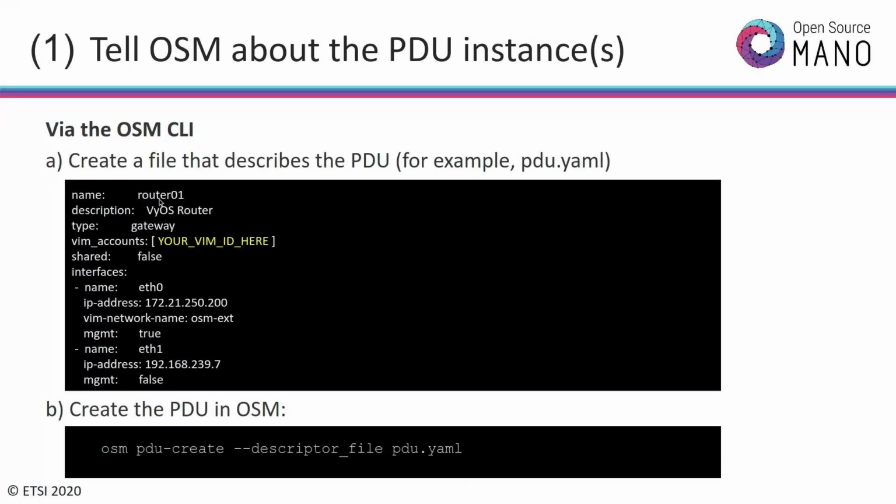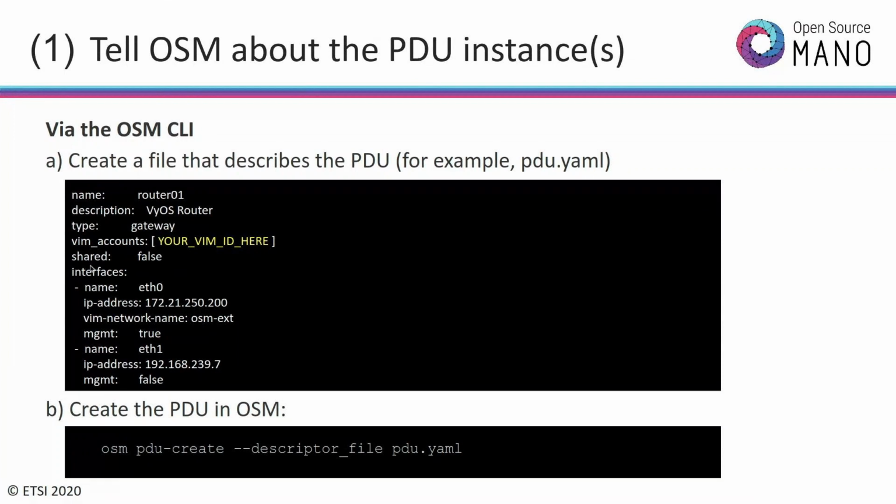We are calling it router 1. We're giving it a description, but this is not relevant. This is relevant, the type. We're saying that this is a gateway, a data center gateway, for example. Then, vim accounts, between these square brackets, you put your Vim ID. I mean, if you do an osm vim-list, you will get an ID, and that ID, you put it here. Then the rest is the same.